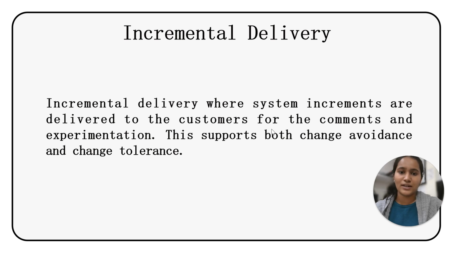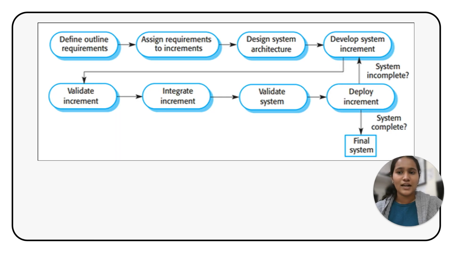The first step is to define outline requirements, which initializes the high-level requirements. Then comes assigning the requirements to increments, which divides the overall requirements into smaller sets. Then is the design of the system architecture. This phase ensures that each increment fits into the larger system.